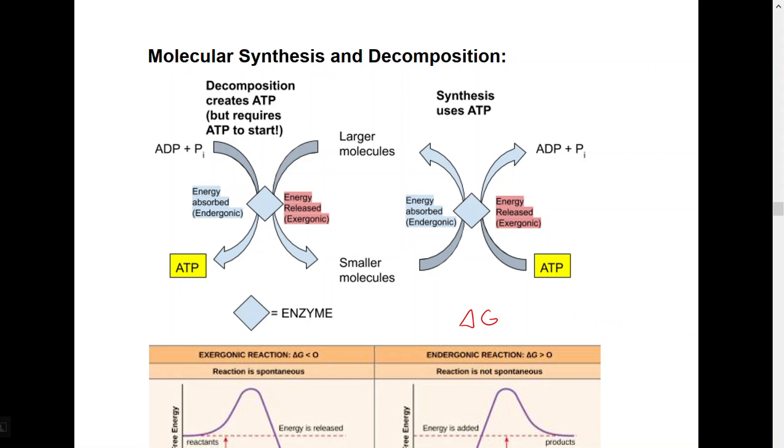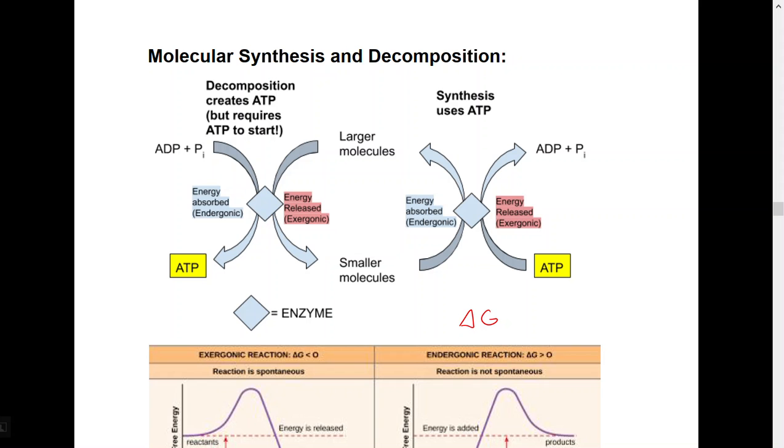What you have in this picture here, right, is that the larger molecules form smaller molecules with energy released. That's called an exergonic reaction, right? And we'll talk about exergonic and endergonic reactions in a minute. But in order for this to happen, where does this energy go? Well, it's going to be coupled with the reaction where you have adenosine diphosphate and an inorganic phosphate, and it's going to basically take the energy from your exergonic reaction and form ATP.